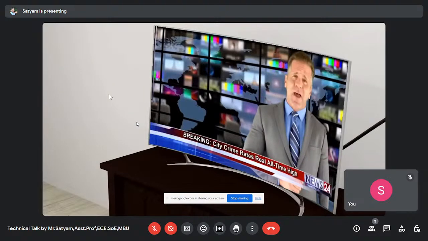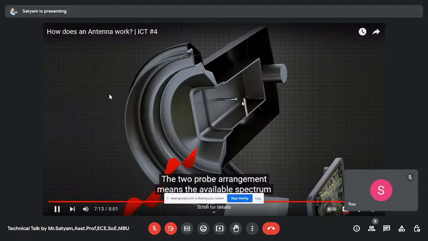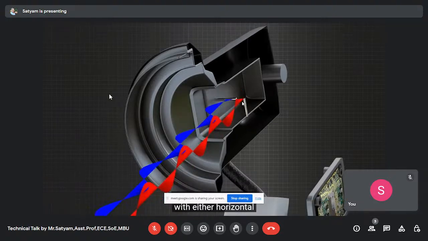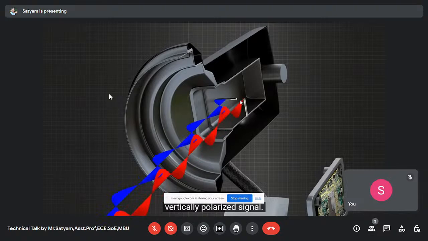If you open up an LNB, you will most probably find two probes instead of one. This is probe 1, this is probe 2. Both are perpendicular, right? To get the two opposite waves, the second being perpendicular to the first one. The two probe arrangement means the available spectrum can be used twice by sending the waves with either horizontal or vertical polarization. One probe detects the horizontally polarized signal and the other the vertically polarized signal.